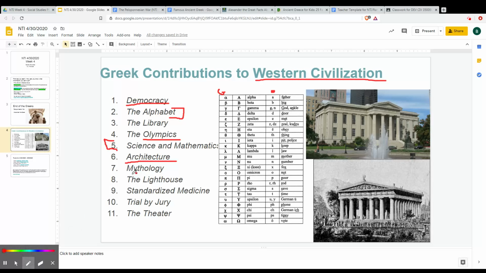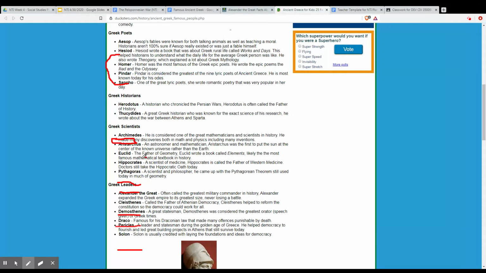And then we've talked about Greek mythology with Zeus and the different gods. The idea of a lighthouse came from the Greeks. We don't have any lighthouses around here, but they were the first to build a lighthouse to protect the coast. Standardized medicine came from the Greeks. The medicine came from Hippocrates, who's right here. So if you want to be a doctor, that's why they have the Hippocratic oath that they take today.